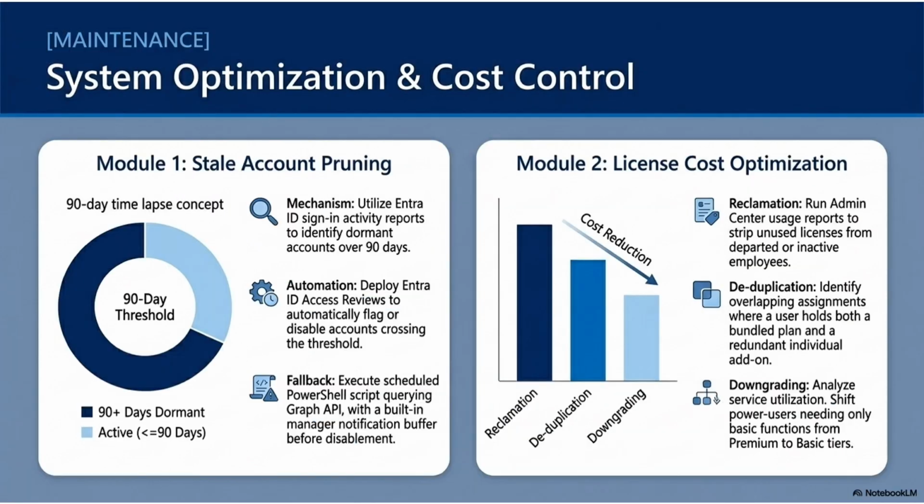Number 10. System optimization and cost control. This comes under maintenance. Cost control is a topic many organizations care about, and as an admin, you play a direct role in it.